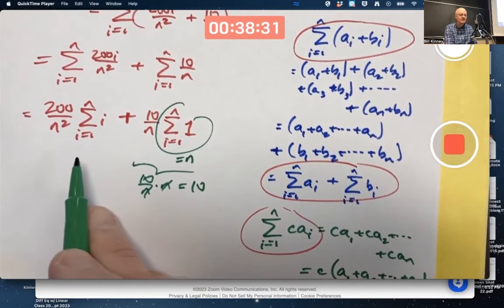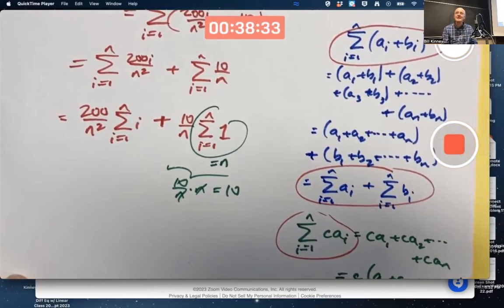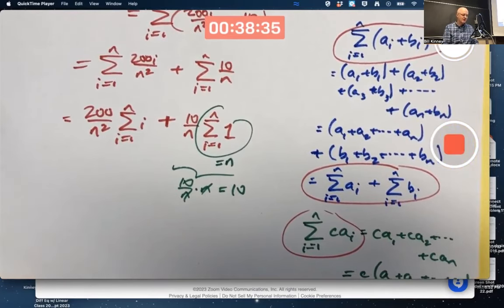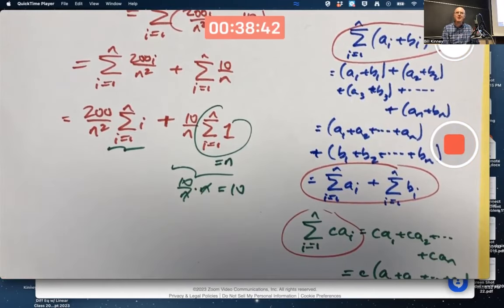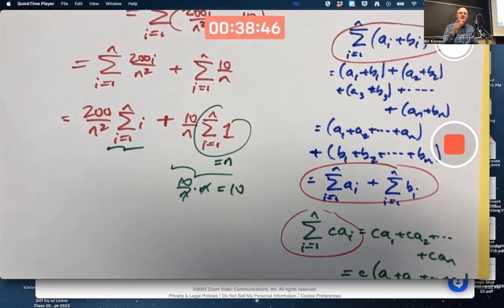Oh, I still got this, though. What do I do about that? Anybody happen to know what I should do about this? What am I really doing there? I'm adding up the first n numbers. Like if n is 5, I'm doing 1 plus 2 plus 3 plus 4 plus 5. Well, you're most familiar with n is 3. 1 plus 2 plus 3?